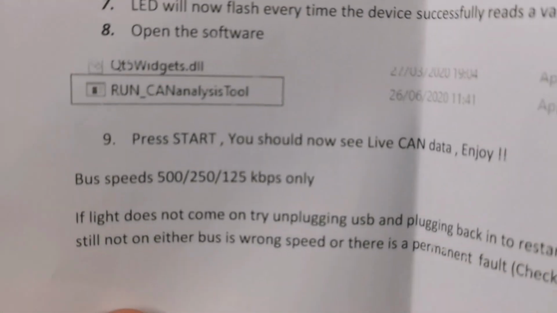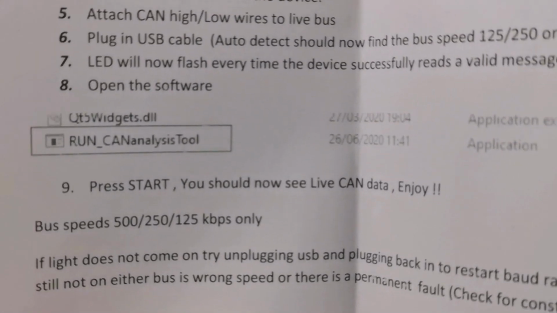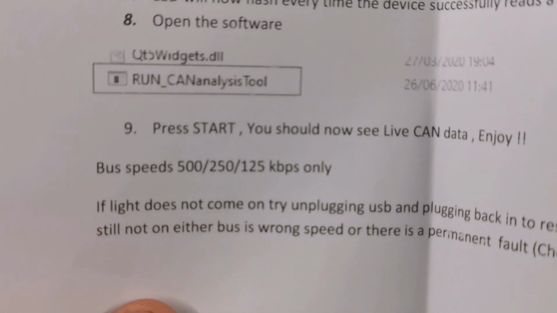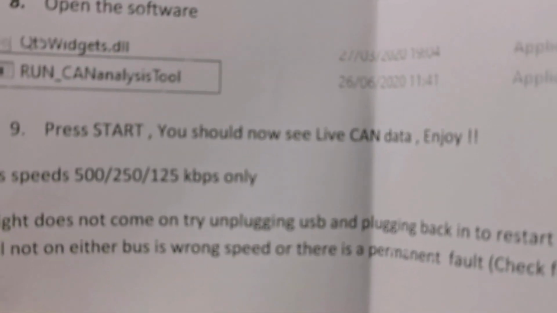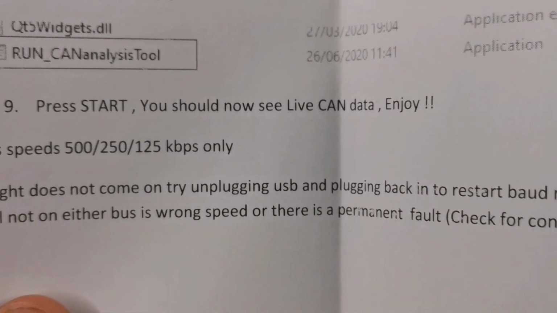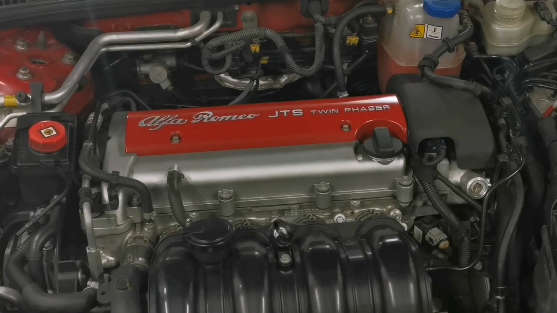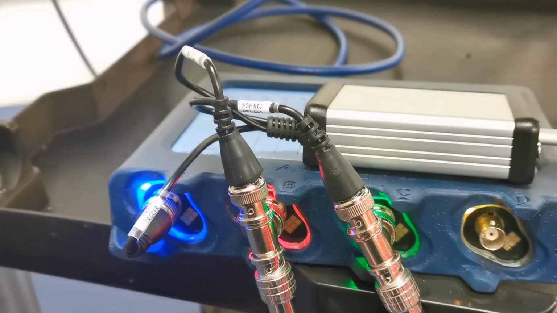So the first thing we see here, and you guess it's going to be the case, so that's the instructions on how to download the software there. But bus speeds 500, 250, or 125 kilobits per second only there. And well, that means that it's not going to work on this Italian stallion of mine, because mine only runs at 50 kilobits per second, the CAN network on it. But we'll show you how you can measure that with the Pico and determine if this is going to work. So I have a car that this will work on. It's a wee bit newer than my Alfa.